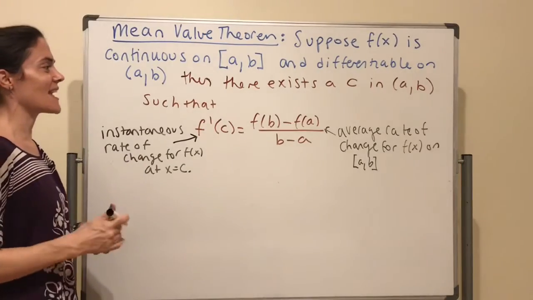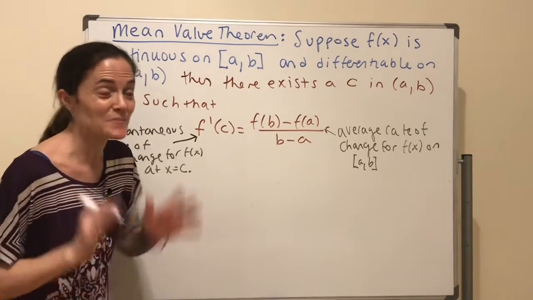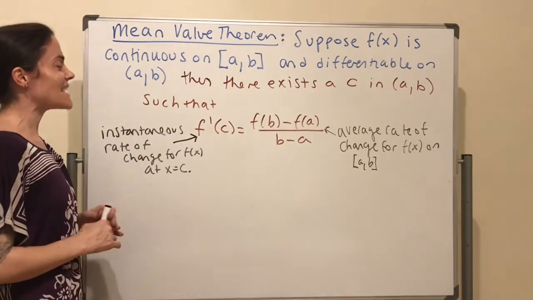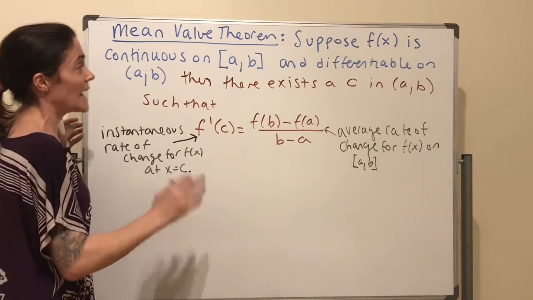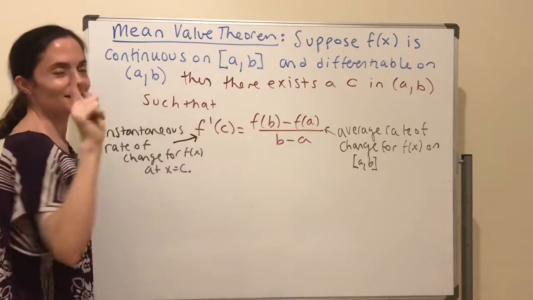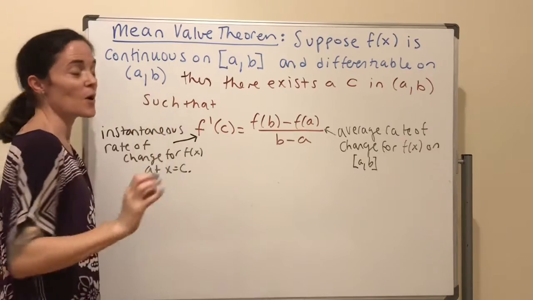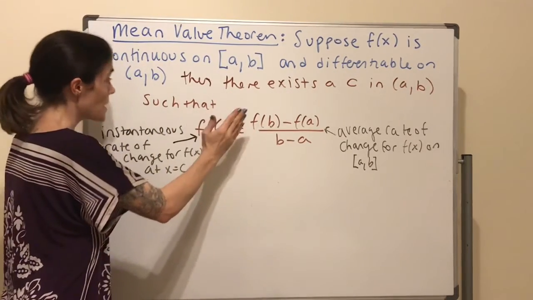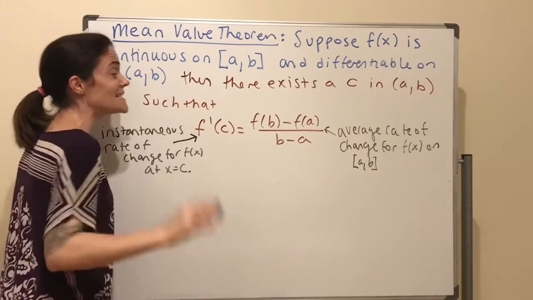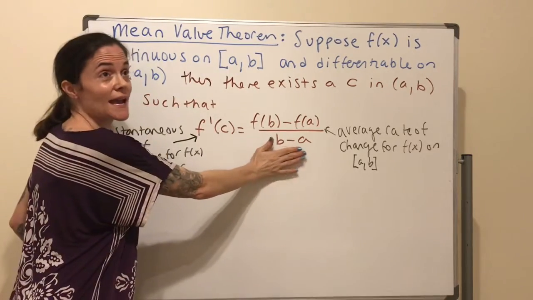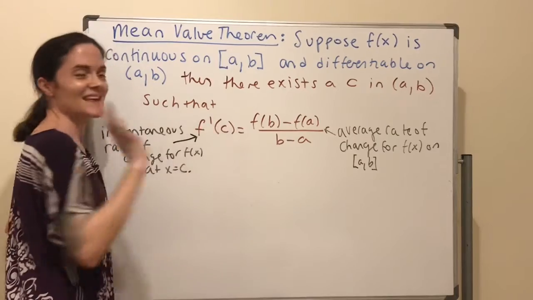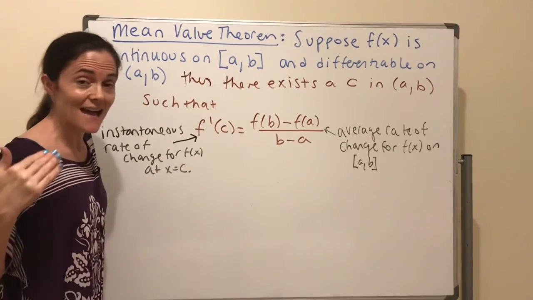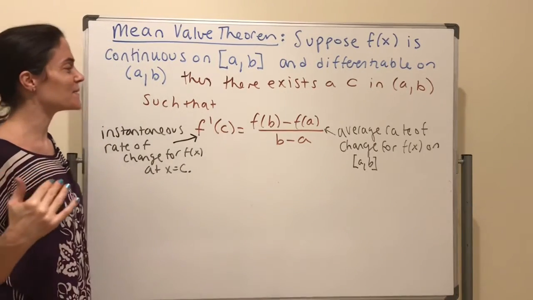writing, but in any case, this is super cool because it says that anytime you're continuous on the closed interval, differentiable on the open, that there is some number in the open interval such that the average rate of change on the interval is the instantaneous rate of change at that x value.